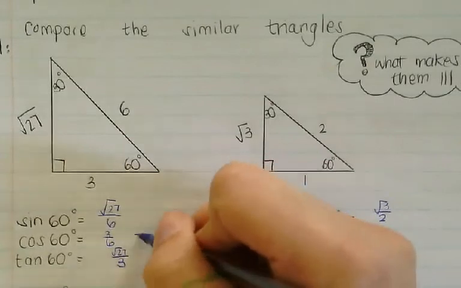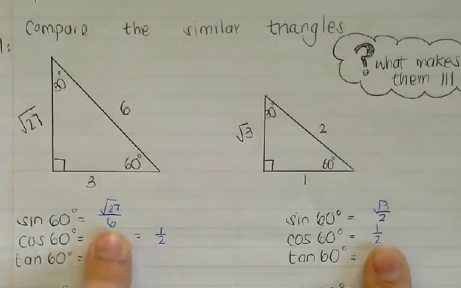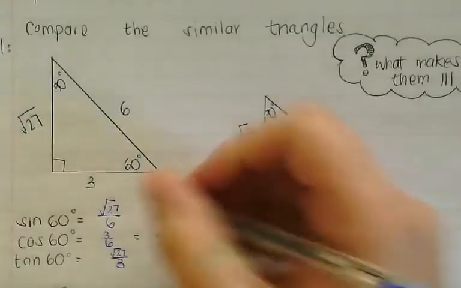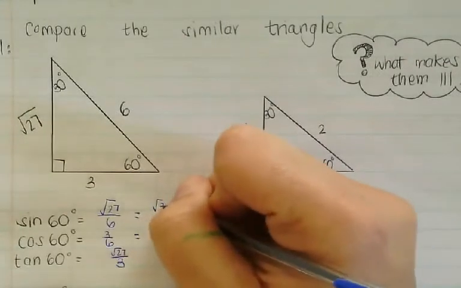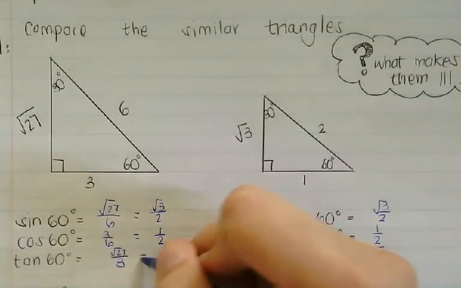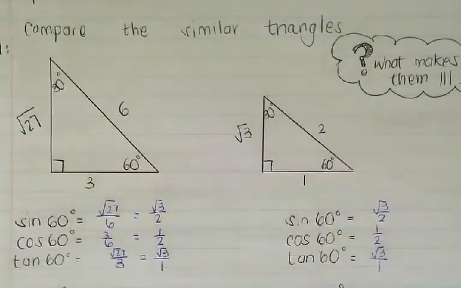Well, firstly, I know a 3 over 6 is a half. That's equal. Square root 27 over 6 gives me square root 3 over 2 as the most simplified answer. Square root 27 over 3 is square root 3 over 1.